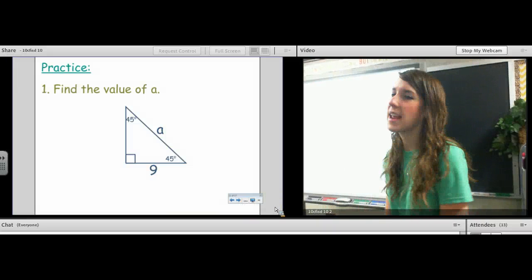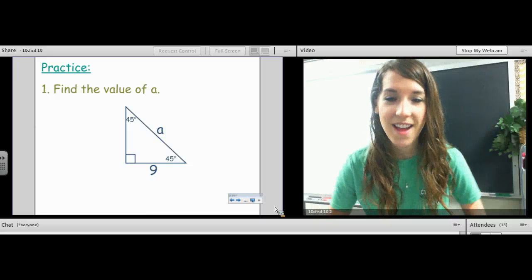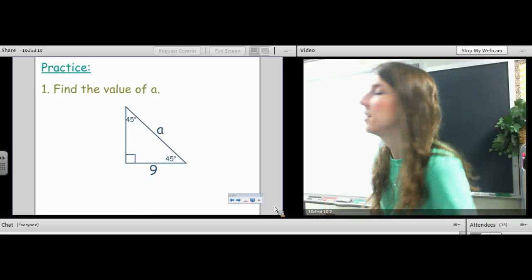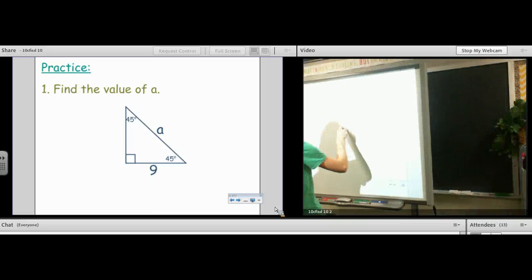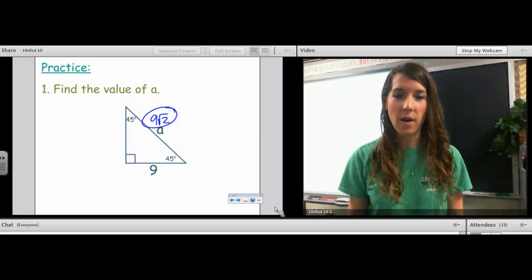All right, find A. Super easy. 9 root 2. You take the leg and you multiply it by root 2. 9 root 2 is the answer. Whew, that was an easy problem. Okay?